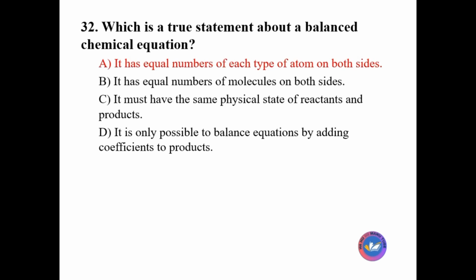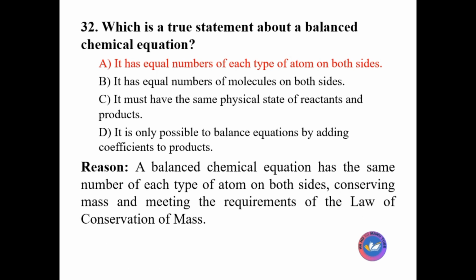The answer will be it has equal numbers of each type of atom on both sides. A balanced chemical equation has the same number of each type of atom on both sides, conserving mass and meeting the requirements of the law of conservation of mass.